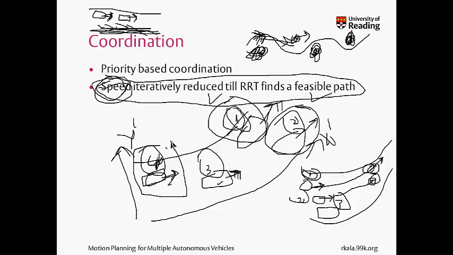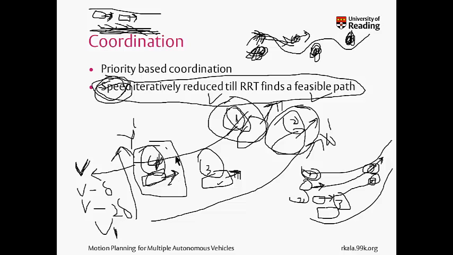Say I'm planning for vehicle 4 out here, the maximum speed of which is v. So I ask the RRT, can you generate a feasible path at speed v? If yes, well and good. Else I'll say that, okay, since you cannot generate a feasible path at speed v, reduce the speed. Can you generate a feasible path at speed v minus delta? If you can, well and good. If you cannot, then can you generate a feasible path at v minus 2 delta? So I'm constantly reducing the speed and asking RRT, can you generate a feasible path? Eventually some speed will come, v1, when RRT will say that yes, this is the feasible path.